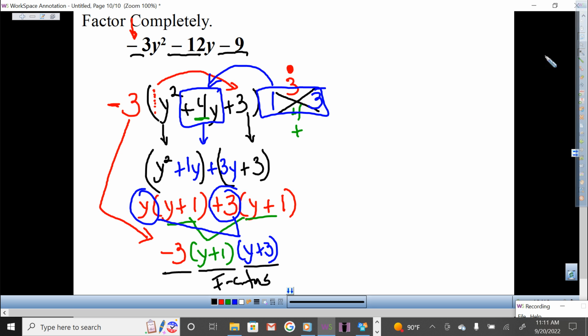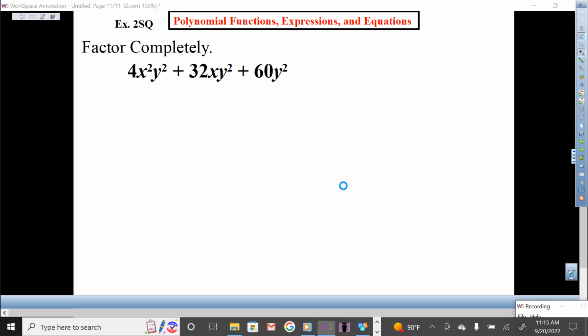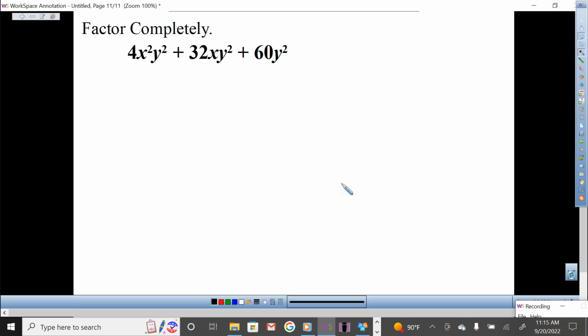All right. Copy this one. Example 2 super cube. 4x squared y squared plus 32xy squared plus 60y squared. All right. Tell your neighbor the first thing you check for, please. Yeah, standard form. Let's see. What's the degree of this one? What is 2 plus 2? That's 4, so this is 4th degree. This is 2 plus 1 is 3. This is 2, so yeah, it's in order.